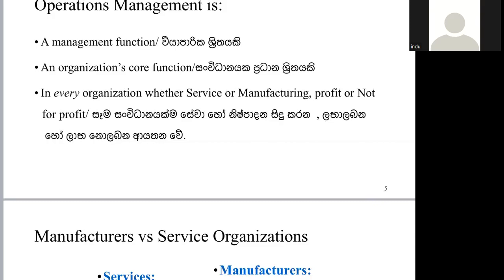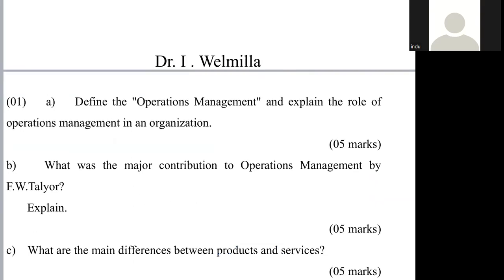So you can understand that without operations there would be no goods or services to sell to customers. I think now you have a good understanding of operations management. Now I am going to move to the second part of the same section.